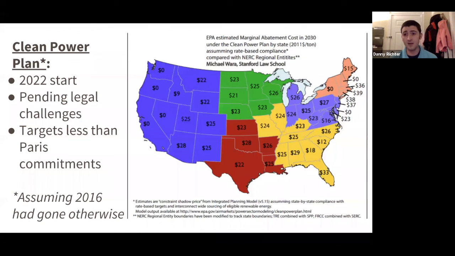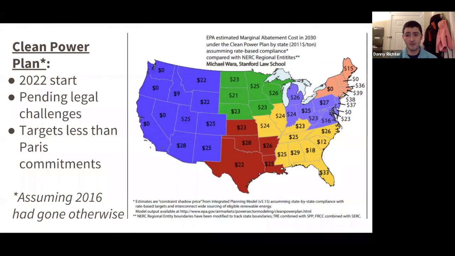And so even if the 2016 election had gone otherwise, and even if a Democratic president won again in 2020, the Clean Power Plan would not have come into effect until 2022. It would have had to survive pending legal challenges. And the targets are less than the Paris commitments. And when you look at this map, which came out of Michael Wara at Stanford, the highest price in the whole country for compliance with the Clean Power Plan was $39 in Rhode Island. We get that in year 3 or 4.